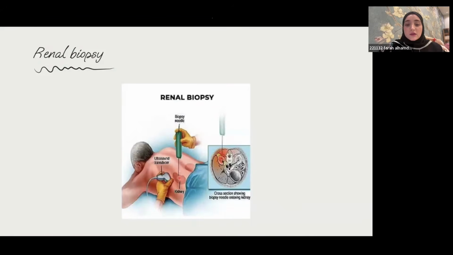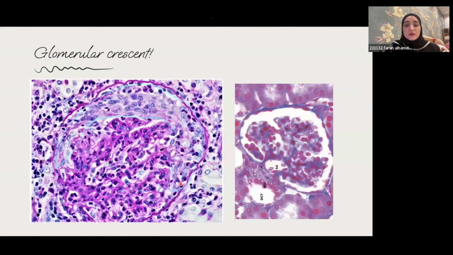This is a renal biopsy where we take tissue from the kidney and examine it under the light or electron microscope to see if there are any abnormalities. This is a glomerular crescent. This is a normal glomerulus, right? You have the Bowman's capsule. When certain diseases happen to the kidney, you have a glomerular crescent, which is an overgrowth of some cells. Do you think it's normal that there are cells here in the Bowman's capsule?